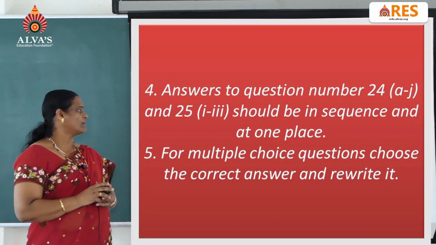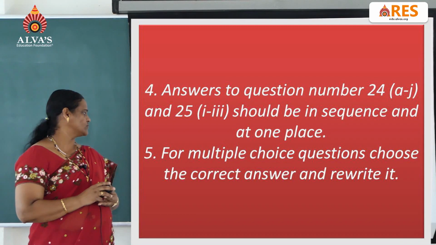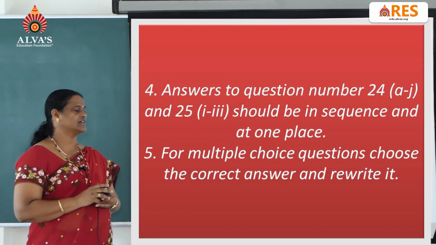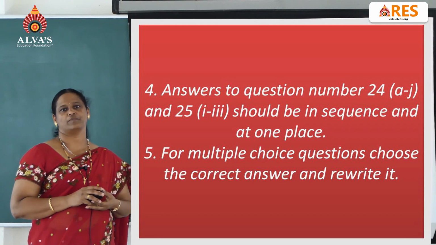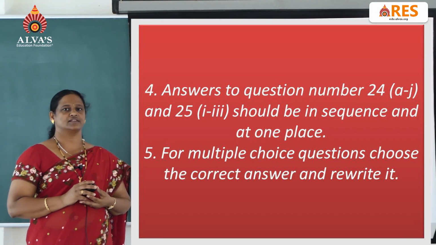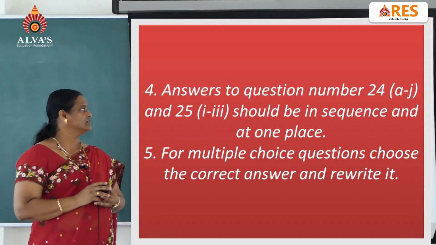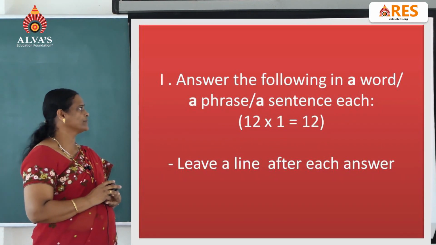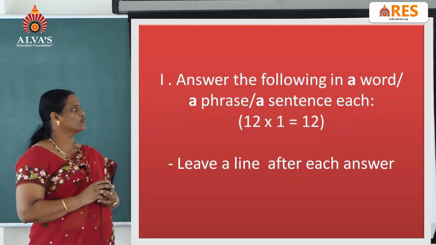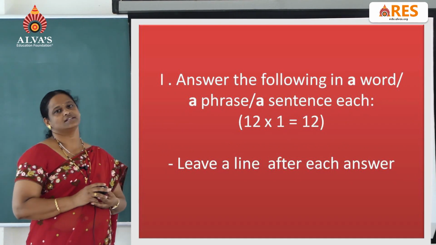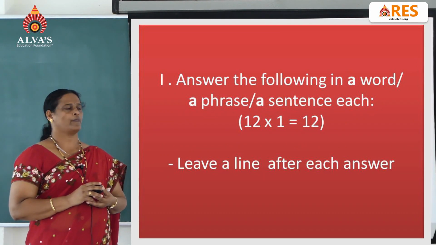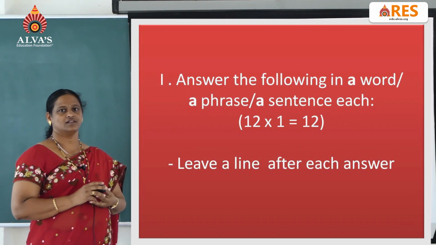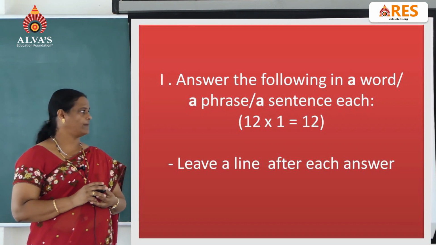Then for multiple choice questions, choose the correct answer and rewrite it. So these are the important instructions which you have to keep in mind while answering the questions. Now we will go section by section. The first section, that is, answer the following in a word, a phrase or a sentence each. This is the objective type question section, and you have 12 questions to answer, carrying 1 mark each.